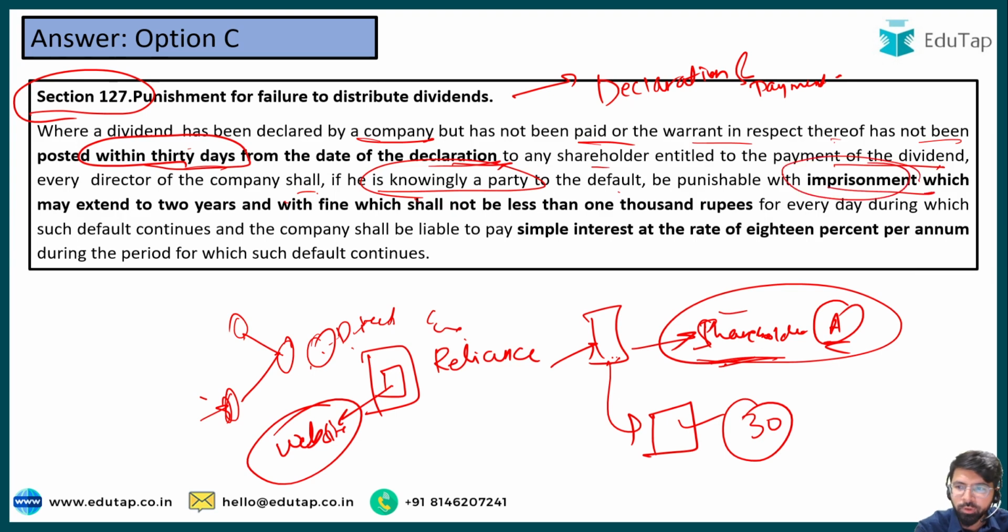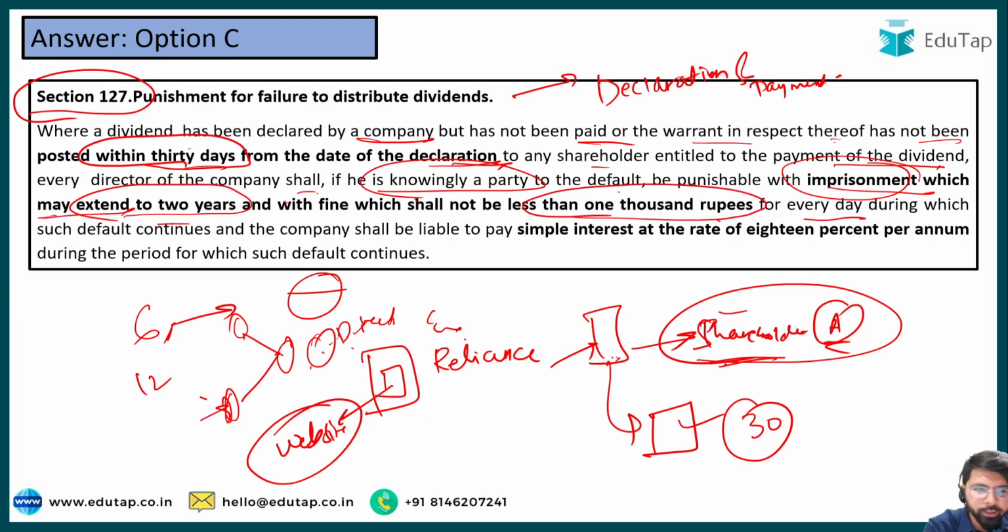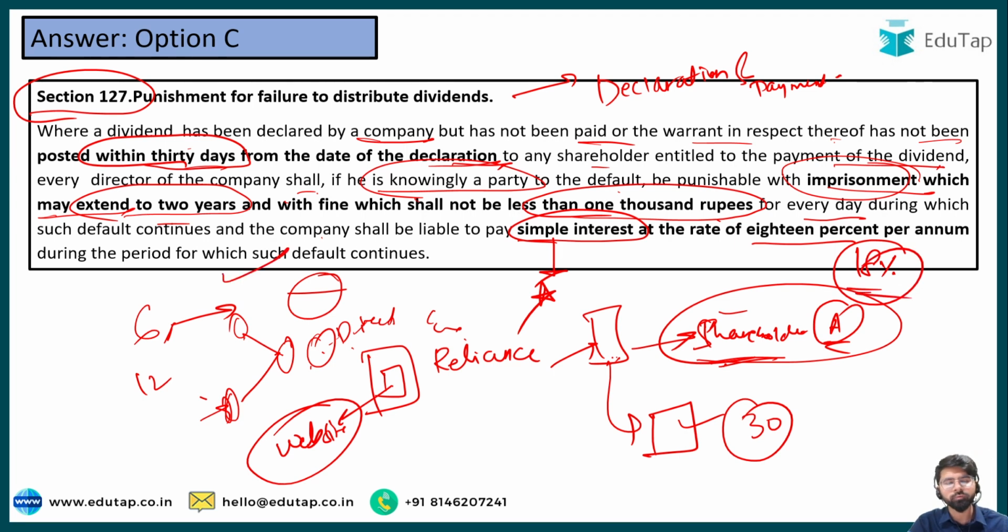See, imprisonment is you are put into jail, which may extend to 2 years. See, the language is which may extend to. So he might be initially imprisoned for 6 months, again might extend to 12 months. So the maximum extension is 2 years, and with fine which shall not be less than rupees 1000 for every day during which such default continues. And not just that, the company shall also be liable to pay simple interest, again a keyword, at the rate of 18% per annum during the period for which such default continues.